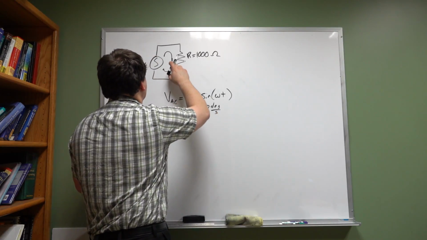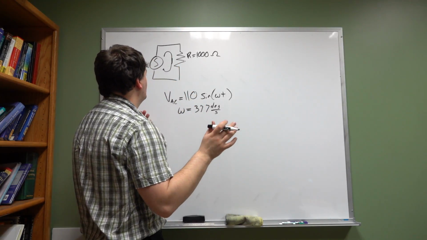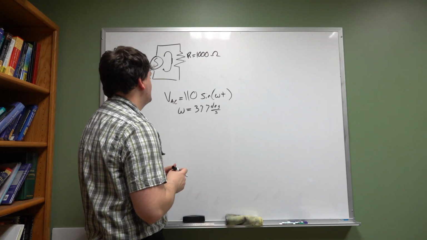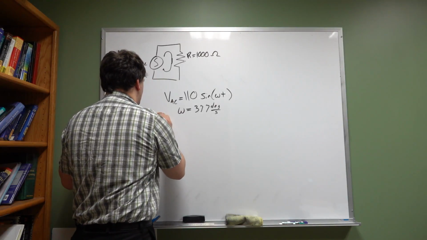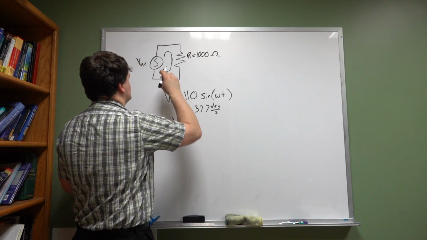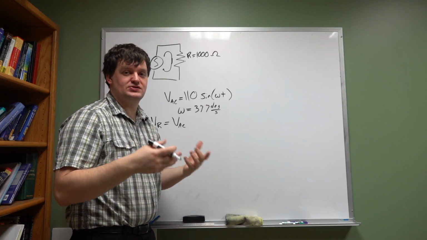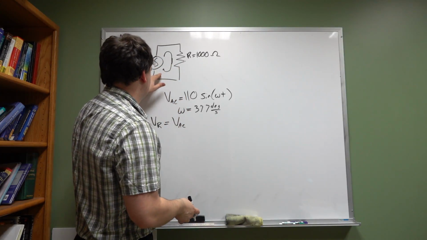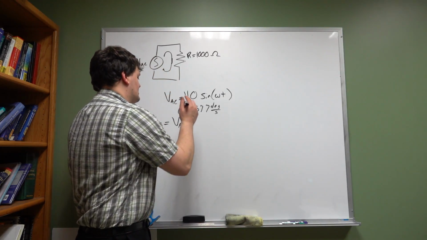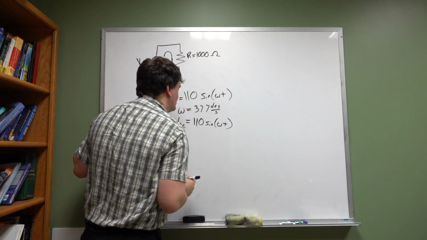Alright, so that happened. Now what? Well, we've got omega given here. We know that VR, which is the voltage across our resistor, is equal to our VAC. Why? Because KVL, again, applies. The voltage in a loop has to be equal to 0. So we know that this voltage is equal to this voltage. The amount of power supplied has to be equal to the amount of power dissipated. So we know that this is also equal to 110 sine omega t.